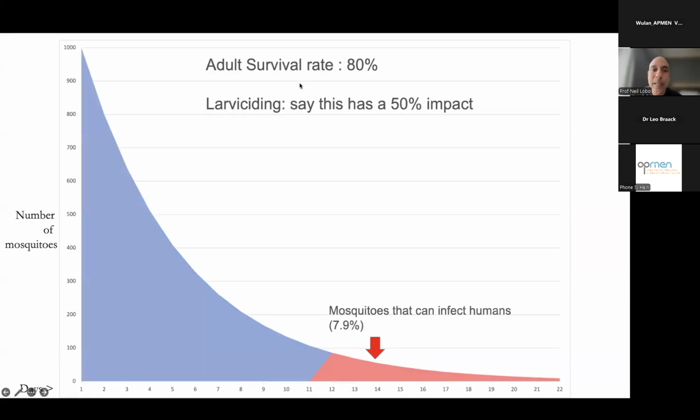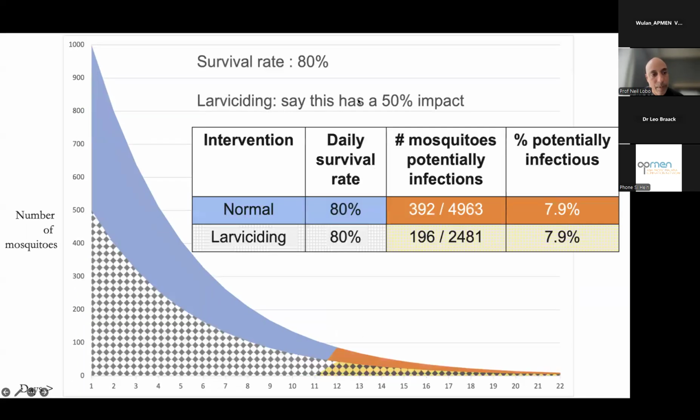So if you look at the 80% adult survival rate, what happens when you put larviciding over there? Now with larviciding, which is this crosshatch, you start off at 500 instead of 1,000 because you've killed off all those larvae. And you can see here that the survival rate of these adults is 80% as well because you're not impacting the adults. And now you can see here, even though you've dropped the total number of adults, the potentially infectious proportion is about the same. It's about 8% as the normal cohort of mosquitoes. You've just dropped the total number, so it gets halved.